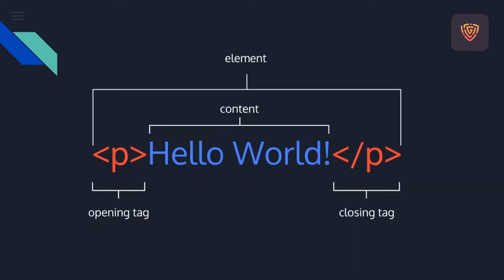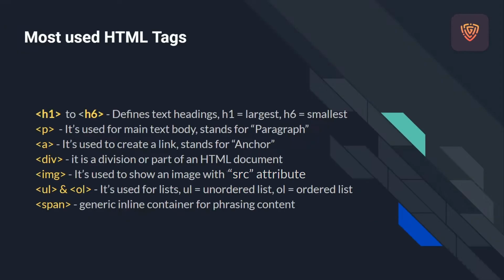This is how an HTML element is constructed. You'll have an opening tag, you'll have a closing tag, and then you'll have a content in the middle. There is one or two exceptions to this, but most of the time this is how an HTML element looks like. These are some of the most used tags in HTML.